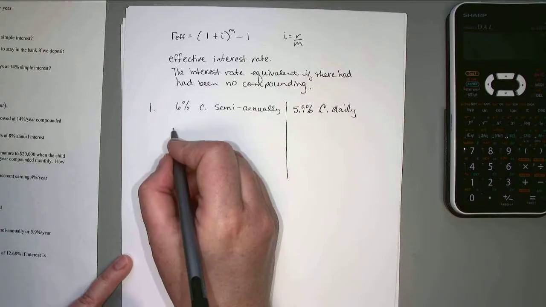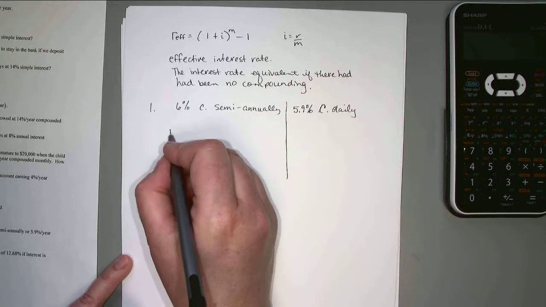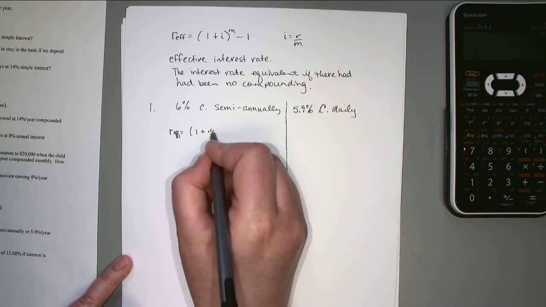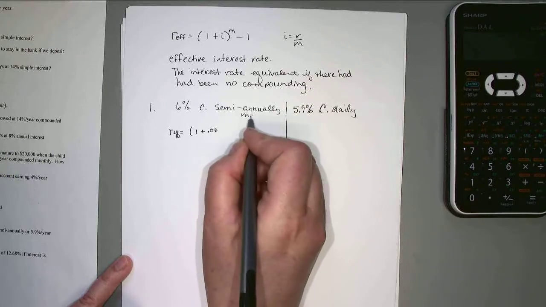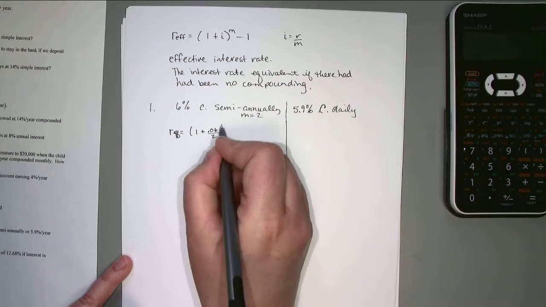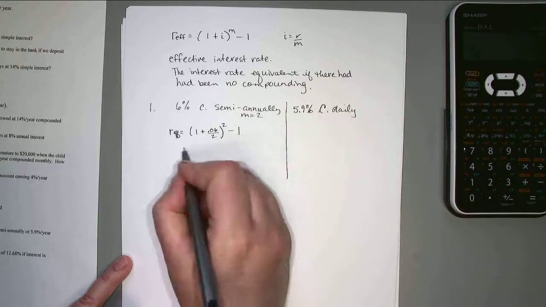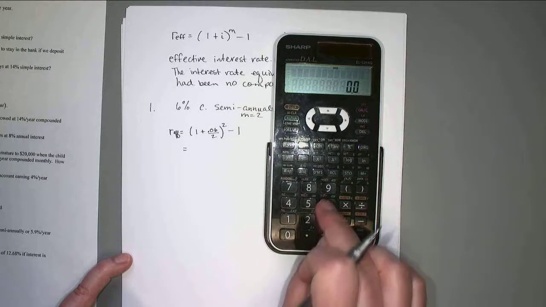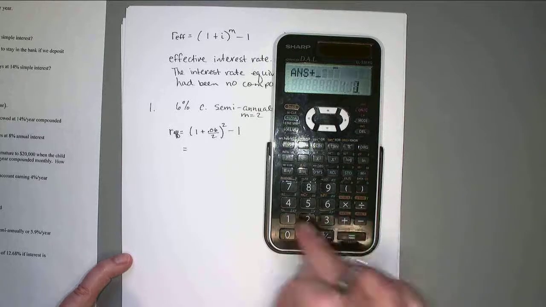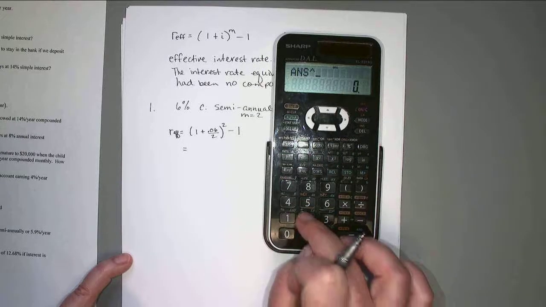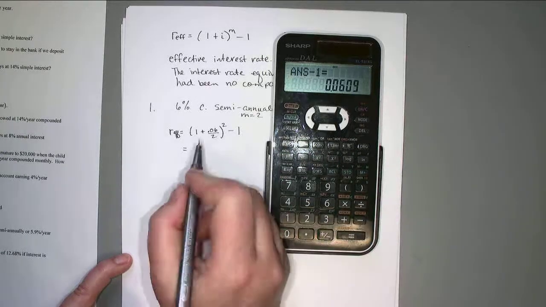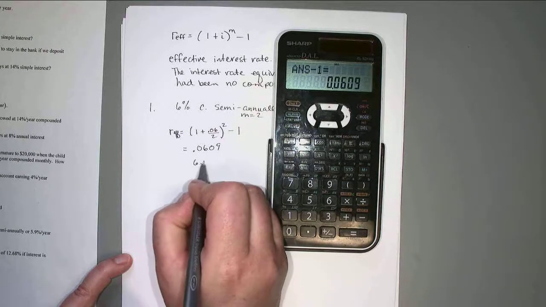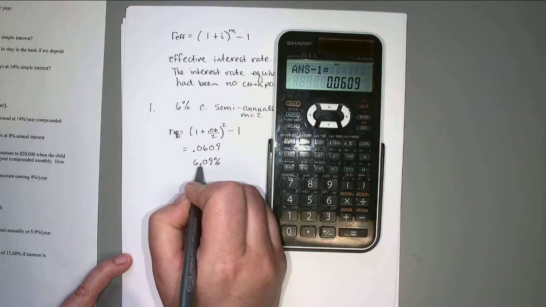So to do this, you just find the effective interest rate for both. So 1 plus 0.06, this is semi-annually, so that's 2, to the 2 minus 1. 0.06 divided by 2 plus 1 to the power 2. 0.0609, so 6.09% is the effective interest rate.